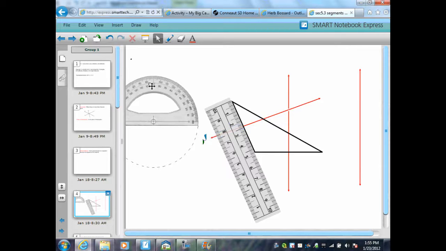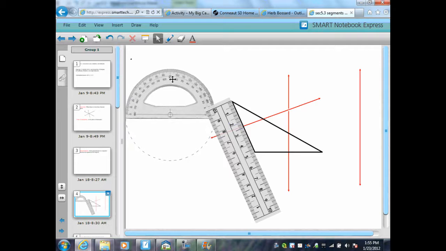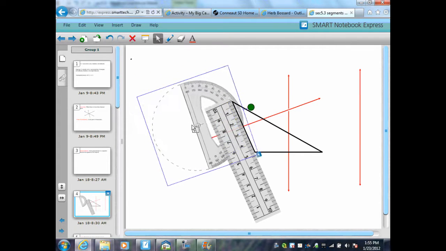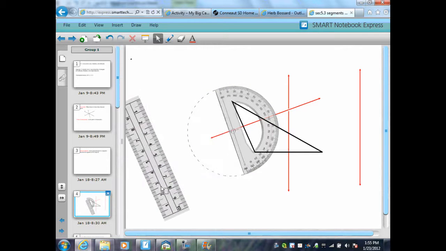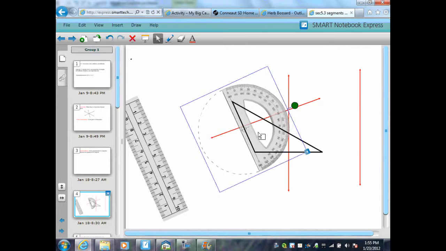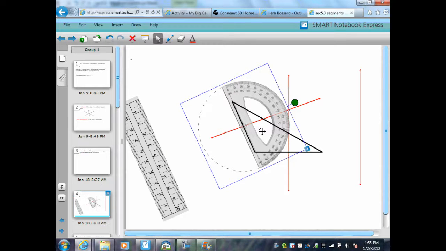Now, I want to rotate my protractor. So I'll double-click on the protractor, rotate it, so it's going to be parallel to that segment. And have the intersection point at 2.4. That's not 90 degrees. So what I'm going to do is rotate that segment until it's 90 degrees.